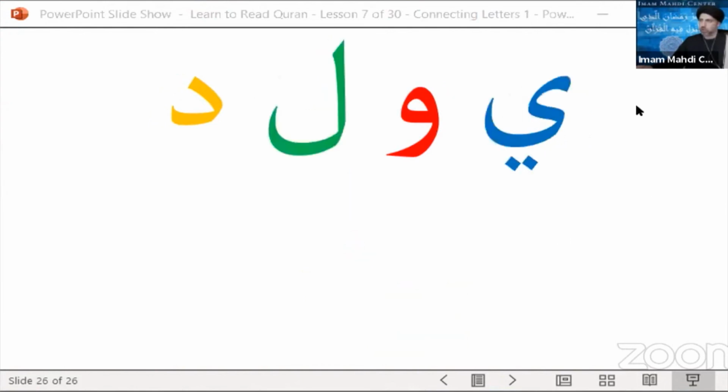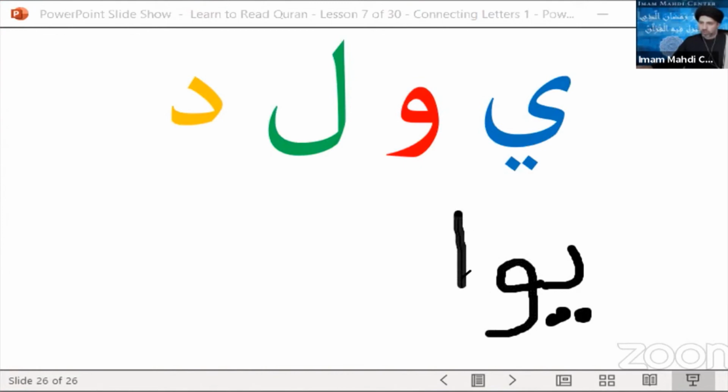So now it's our turn to write this. So we write the lowercase of the ya, which if you remember is just like the ba, but it has two dots underneath. Then we connect the waw to the ya, and we have to leave a space here. So when we write the lam, we don't connect it to the waw, but we'll just write the lowercase of the lam, which is a straight line down with a small extension like that. And now we're going to connect our dal to the lam.